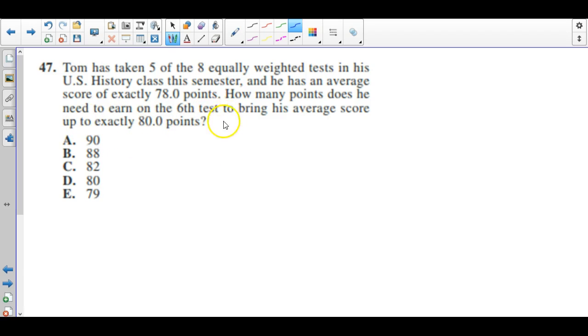So what you're going to look at right now is the fact that he has taken 5 of these tests and his average came out to 78. So I want to know how many total points that was as far as a sum. So that's the sum of the scores divided by the 5 tests that he's taken, and that average came out to 78. Solving for x indicates that he's had 390 points total between all those tests.